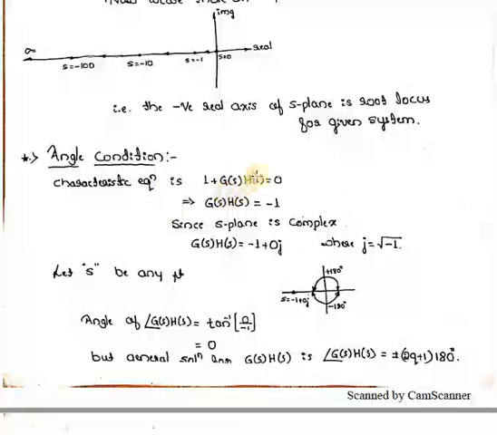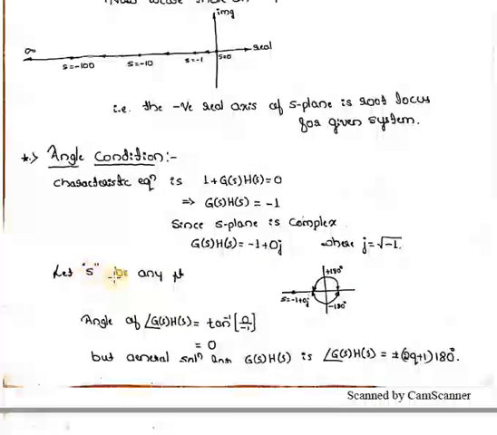So here we have the characteristic equation as 1 plus G(s)H(s) equal to 0, or G(s)H(s) equal to minus 1. Therefore the s plane is complex here. So we can represent it as G(s)H(s) equal to minus 1 plus 0j, where this j value is root of minus 1.